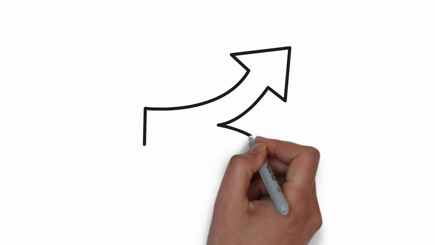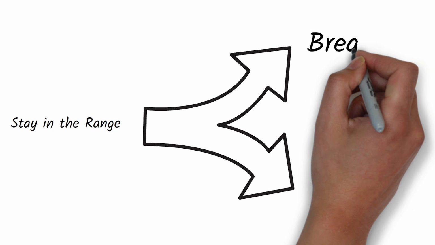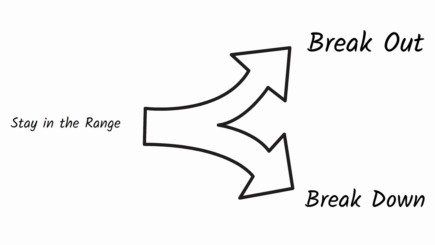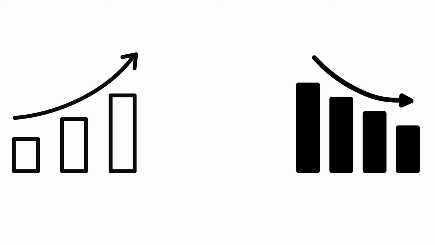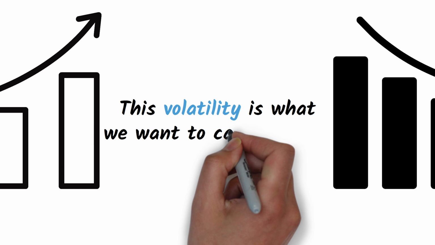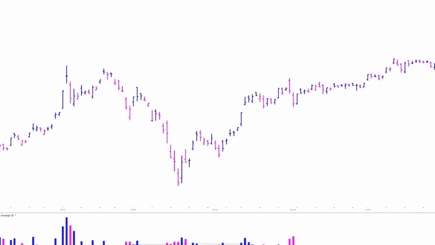At this point, the stock must make a decision to stay in the range or break out or break down. After making a decision, the stock often continues the trend in the direction of the move. This volatility, with a defined level to trade against, is what we want to capitalize on as traders. Pivots occur on all time frames and ranges can form within ranges.